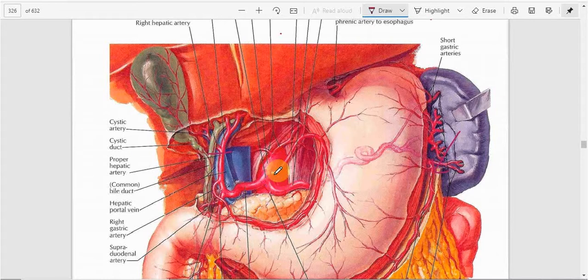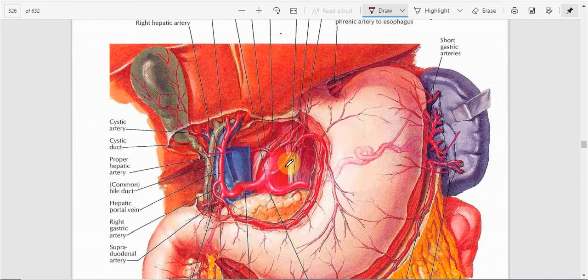From the front of the abdominal aorta, you can see the celiac trunk has a length of 1.25 centimeters, and it terminates really abruptly by giving off three terminal branches. This one over here is the left gastric, this one the splenic, and this one the common hepatic.